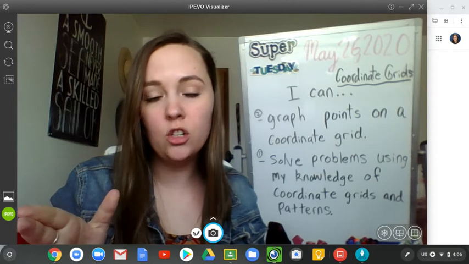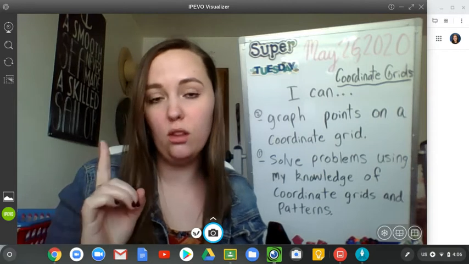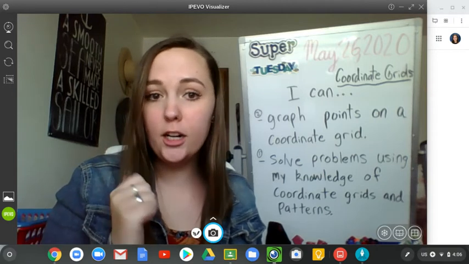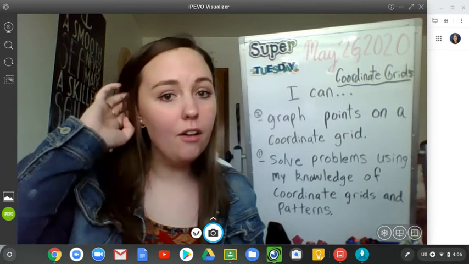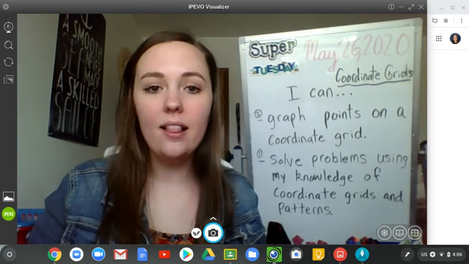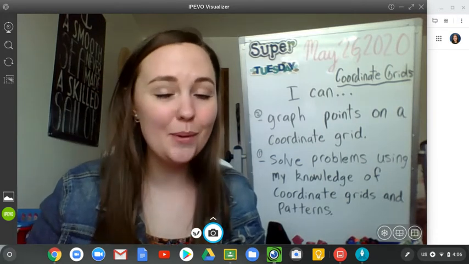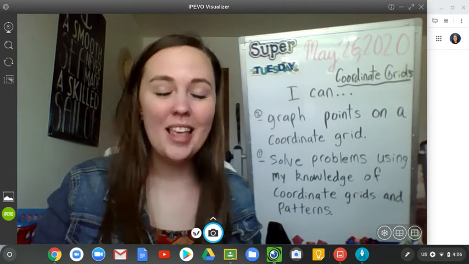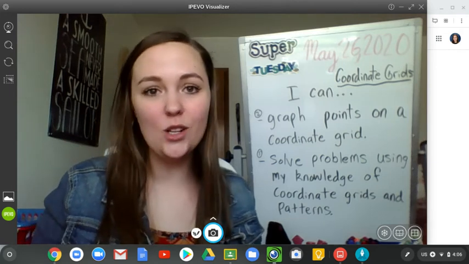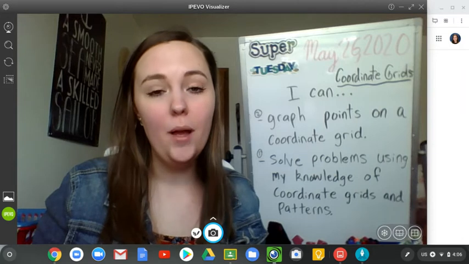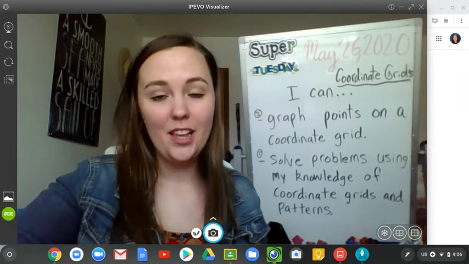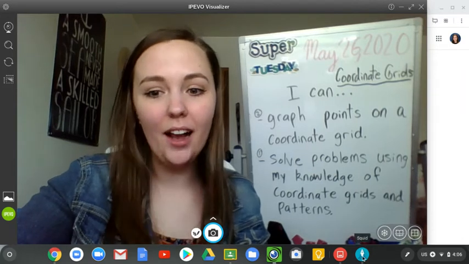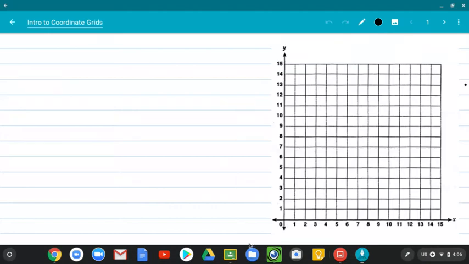You don't have to do it in your notebooks, but if you want to, you can just do the first page. I'm going to show you the basics of the X and Y, and then we're going to be plotting some points to make a picture, and then we're going to be solving a problem using the coordinate grid. So let me pull mine up here. It might be a little funky to start out with, but this is our note-taking process now. So the first page is going to be the overview.